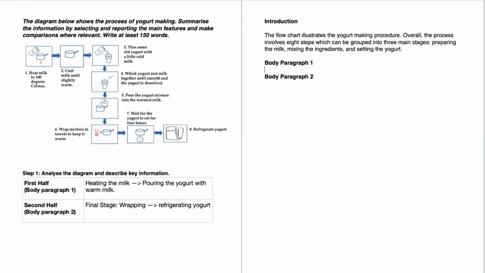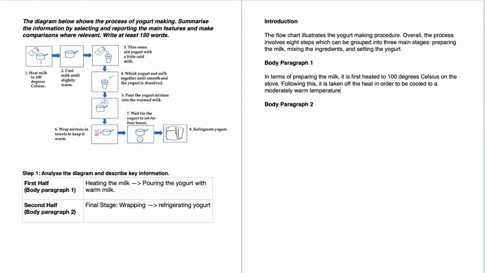Okay, now let's go into body paragraph 1. In terms of preparing the milk, it is first heated to 100 degrees Celsius on the stove. Following this, it is taken off the heat in order to be cooled to a moderately warm temperature.